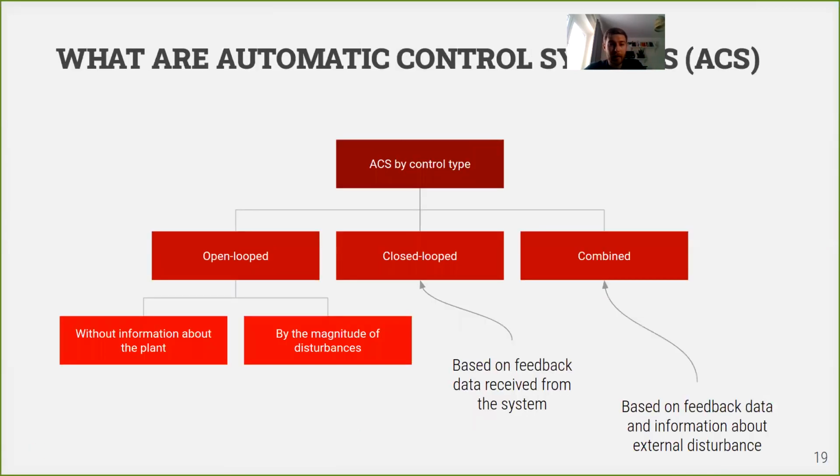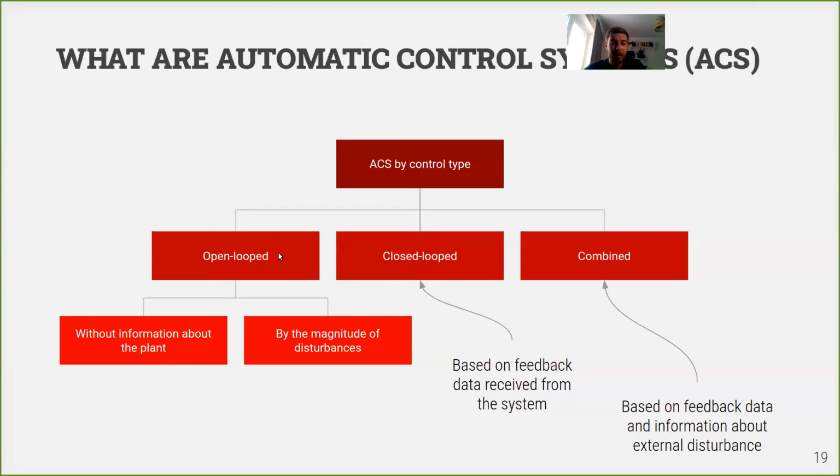And I think the last one, yes, by control type, we have already seen open loop systems, there are closed loop systems, and they're also combined. And you can see that open loop systems also can be of two types. So in our example with the driver, we had a system without any information about the plant. We couldn't measure anything about our car, about our speed.